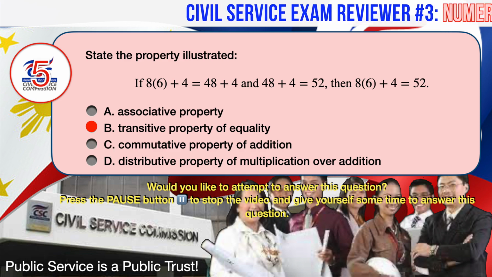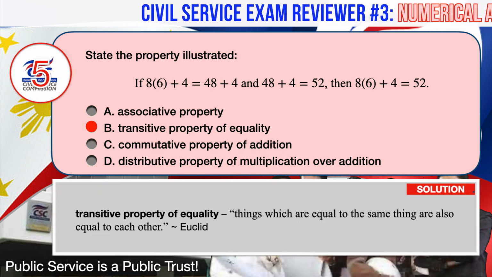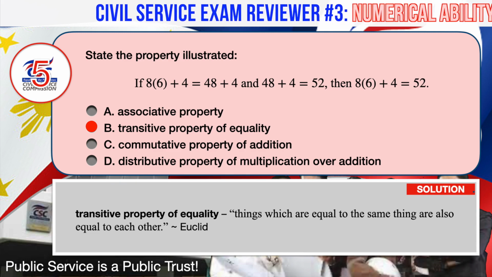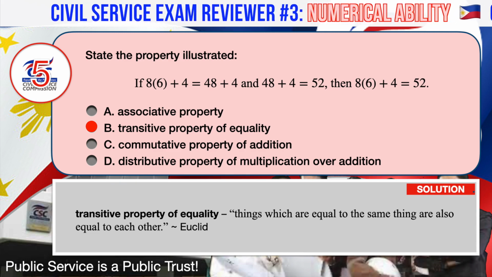Transitive property of equality. The definition of the transitive property of equality by Euclid is simple. He defines it as, things which are equal to the same thing are also equal to each other.